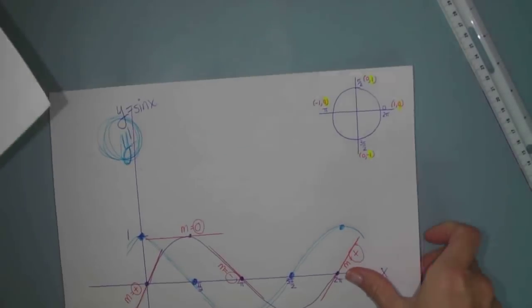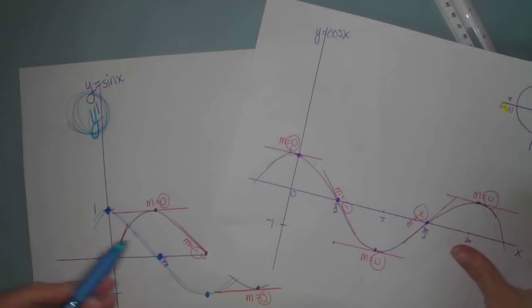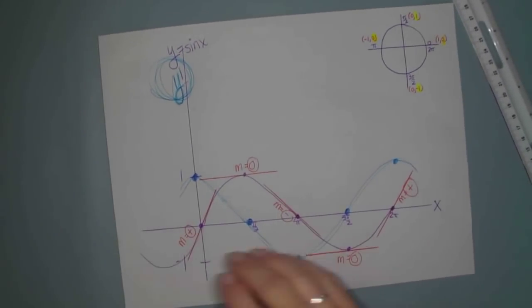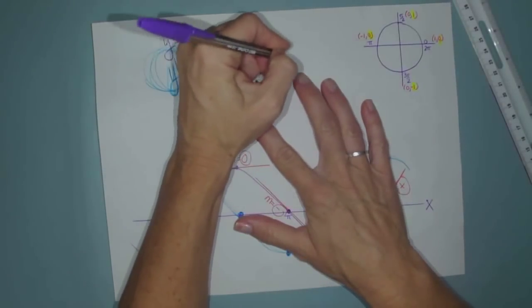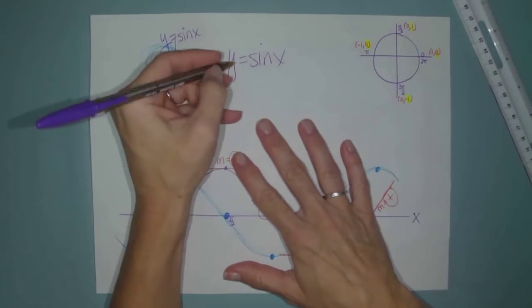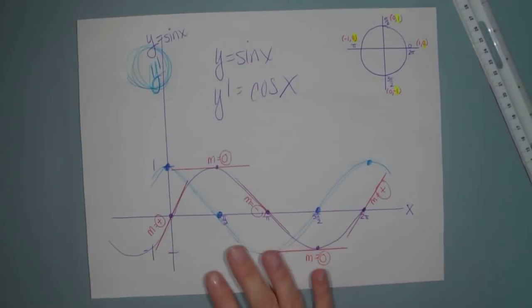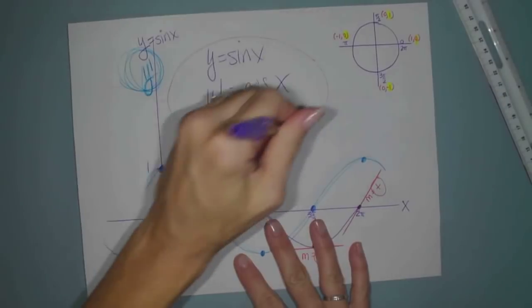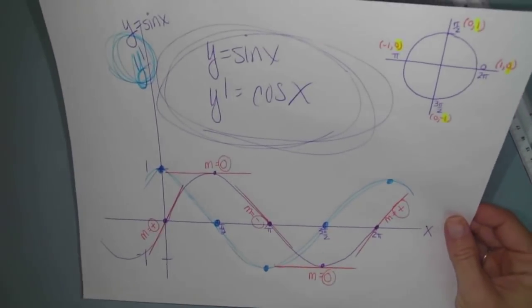So we've just shown graphically, visually, that the derivative of the sine of x is the cosine of x. So that's what I'm going to write on here. So if y equals sine of x, then y prime, it seems, is cosine of x. So just keep that in mind. Okay, now let's go to our graph of cosine x.